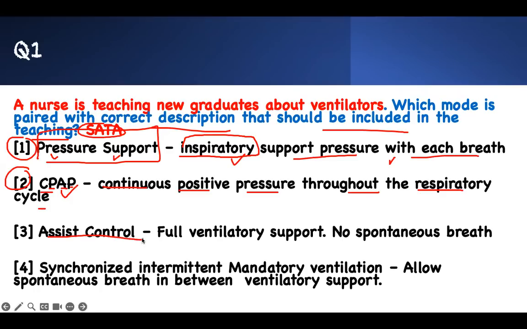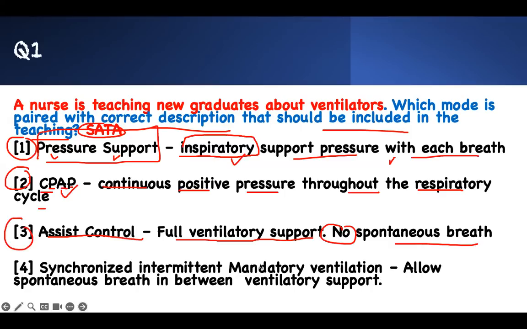Assist control. What does it do? I told you the assist is a misnomer. It's full control, full ventilator support. It does not let you take a spontaneous breath. So this is also correct.